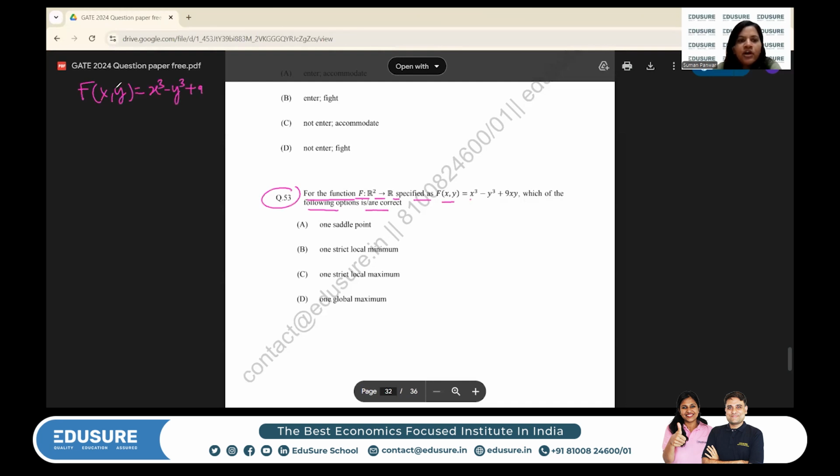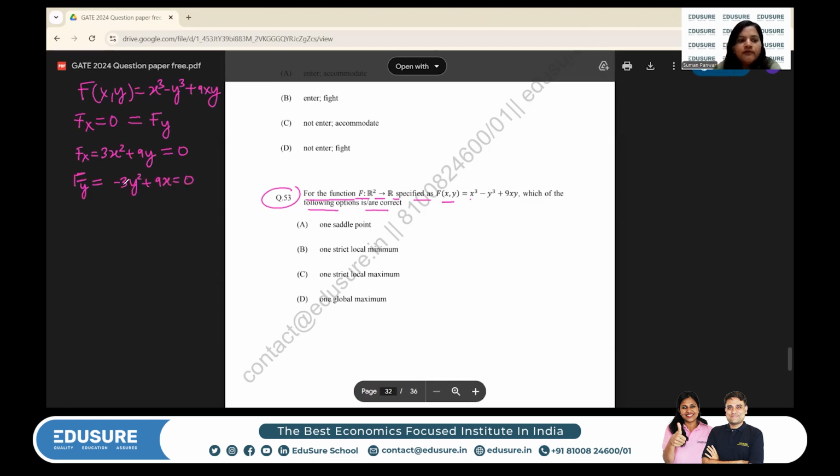So whenever we talk about maxima or minima, local maxima or local minima, the first derivative with respect to x and with respect to y should be put equal to 0 to find the critical points. So the first derivative with respect to x is 3x square plus 9y, and this should be put equal to 0. And the first derivative with respect to y is f_y equals minus 3y square plus 9x. This should be equal to 0.